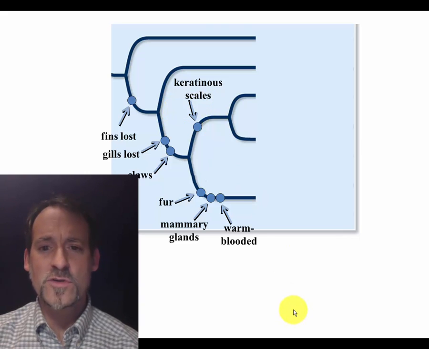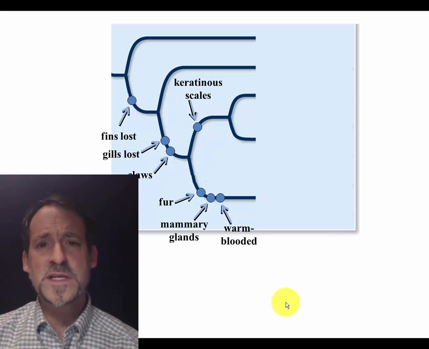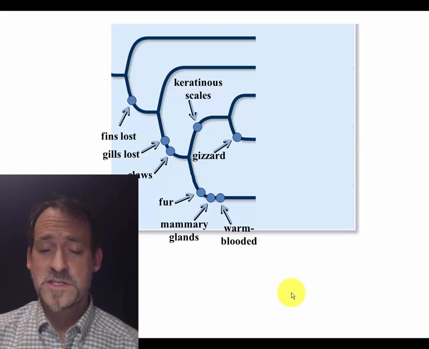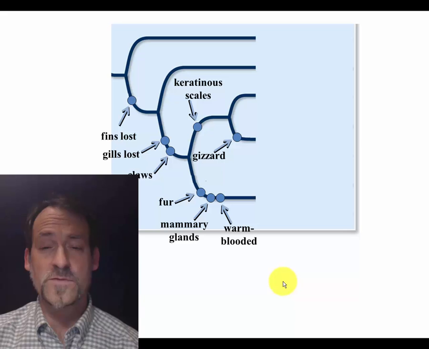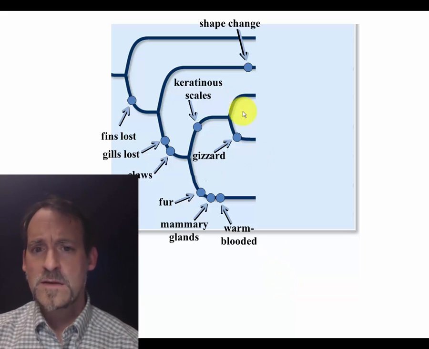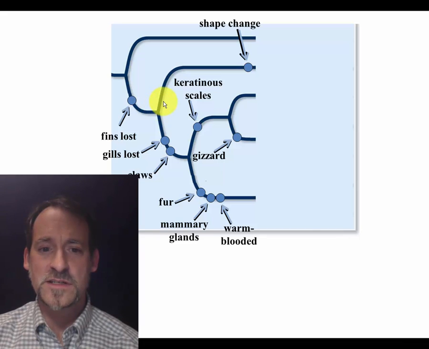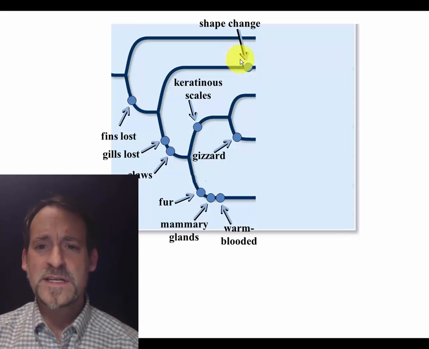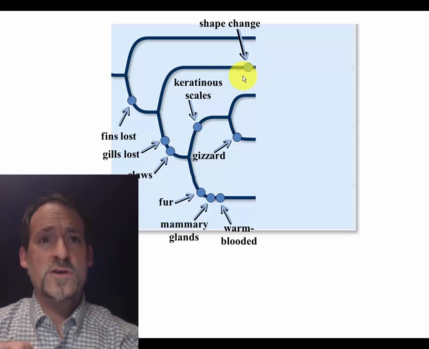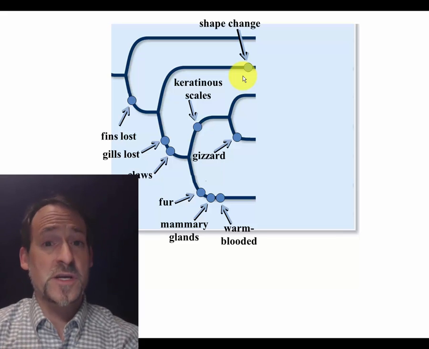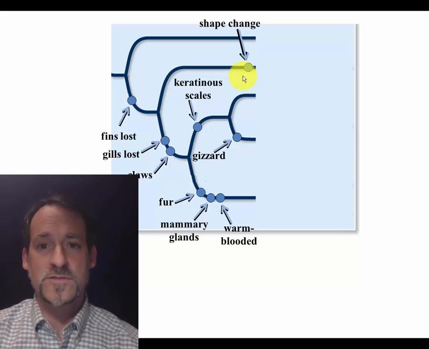The critters over here with keratinous scales split into two groups, two lineages, one of which evolved this structure called a gizzard for grinding its food. Up here, we haven't been paying much attention to this lineage that kept the gills when all the others down here lost theirs, but it underwent a significant shift in its life cycle where it goes through a dramatic change in its body shape halfway through its life.